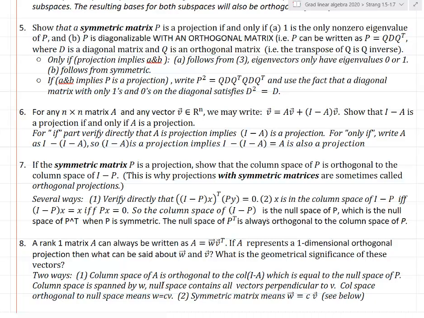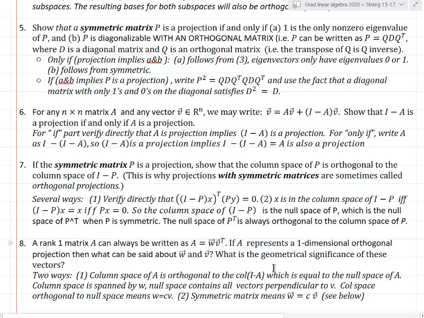Right. Now, what is the null space of A? Well, some vector x is in the null space if V transpose x is equal to 0. In other words, if V is orthogonal to x, then x is in the null space. Right, that's what I said here. The column space is spanned by W, as we said, and the null space contains all vectors perpendicular to V. Okay, any vector that's perpendicular to V is going to be in the null space.